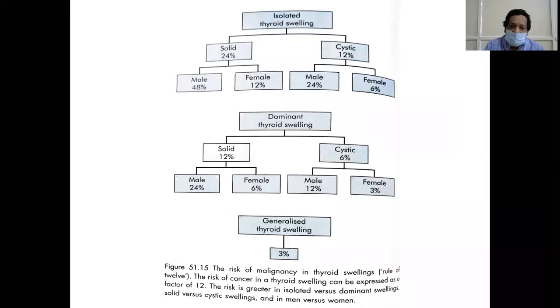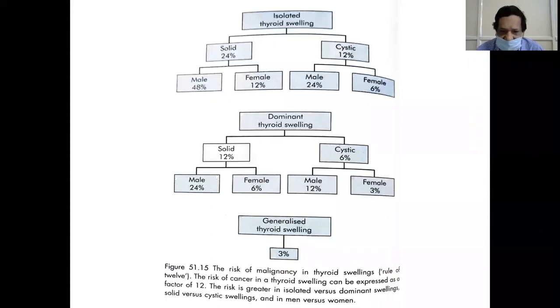That means a dominant thyroid swelling, 6%, 12% may be solid. Of these, around 6% may be cystic. If you take cystic, males are 12%, females 3%. Generalized thyroid swelling means the whole gland is enlarged. It accounts for 3% of incidence of carcinoma. We are all discussing the incidence of carcinoma in either isolated or discrete thyroid swelling, or a dominant thyroid nodule, or a goiter, generalized thyroid swelling.